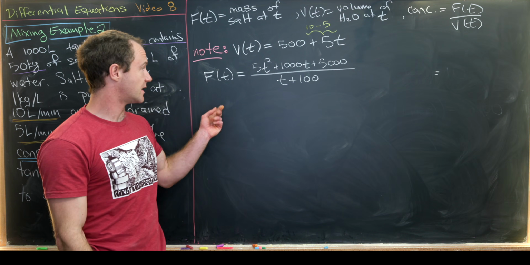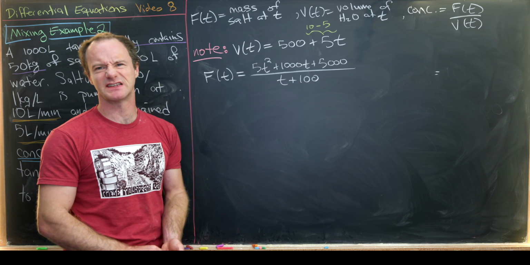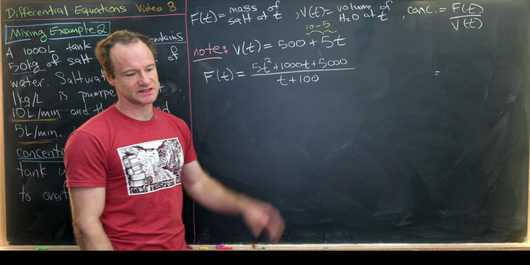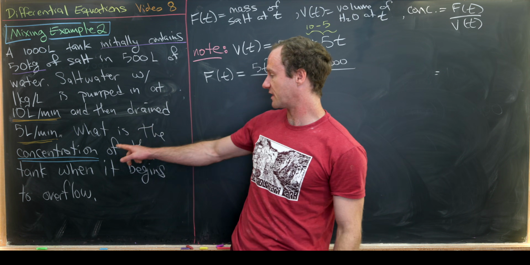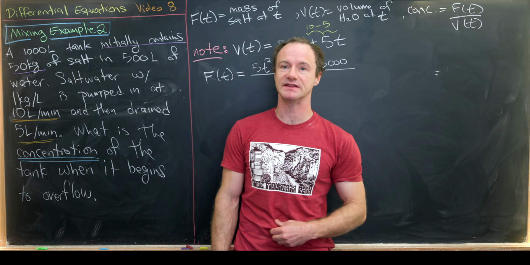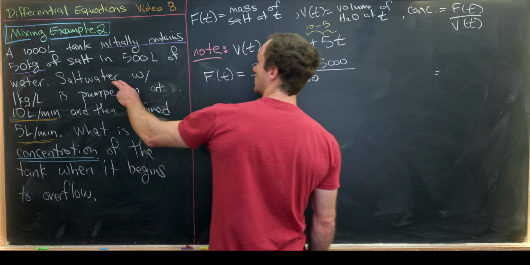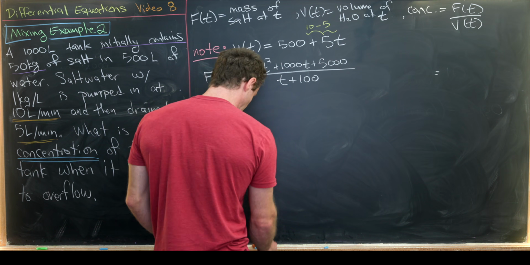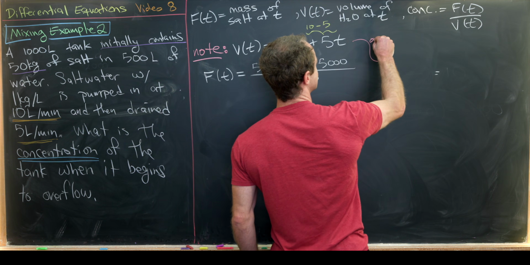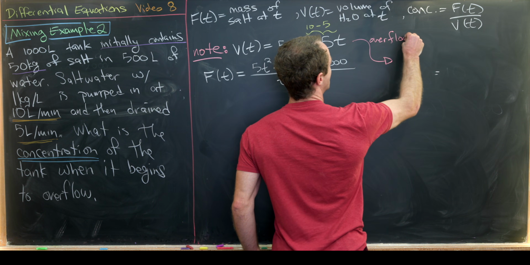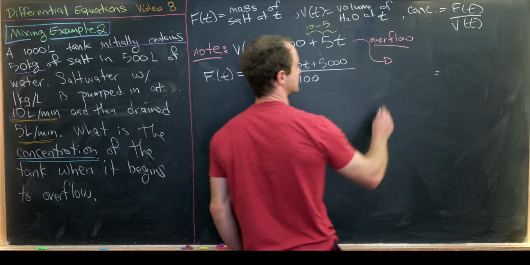So far, we've determined that the following function models the mass of the salt in the tank at time t. So we've got this nice rational function. And now look, our final goal is to determine the concentration of the tank when it begins to overflow. So when will it begin to overflow? Well, notice that the tank can only hold 1,000 liters. So to find the time of overflow, we'll set this volume function, which we discussed before, equal to 1,000.